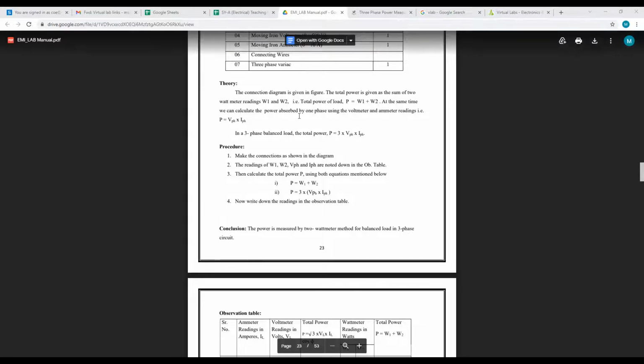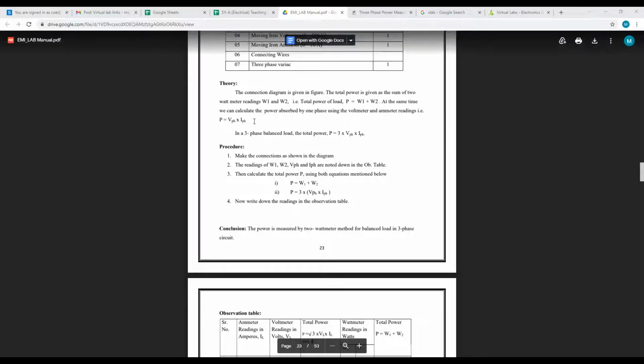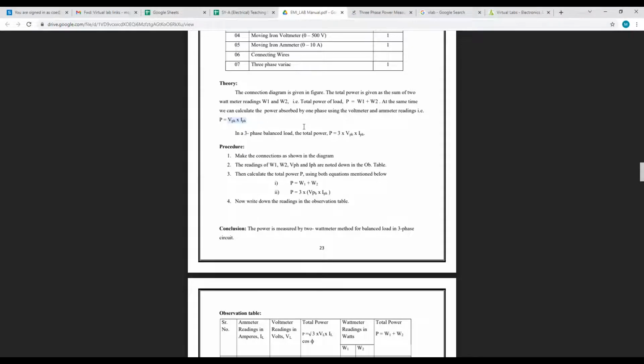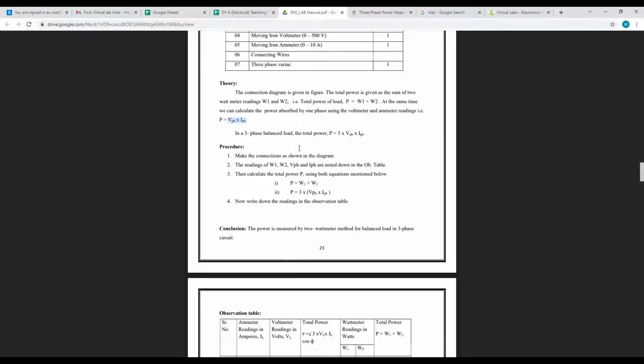And we can calculate the power absorbed by one phase using voltmeter and ammeter readings. We can calculate V phase and I phase. The VL value we know. If we know the VL value, we can convert line voltage into phase voltage, can we not? Yes, sir, already we have stated. Otherwise, directly you calculate here now: P equals √3 VL IL cos phi. You can use that formula. P equals √3 VL IL cos phi. Cos phi equals 1, cos phi is nothing but 1, we are going to call that one.